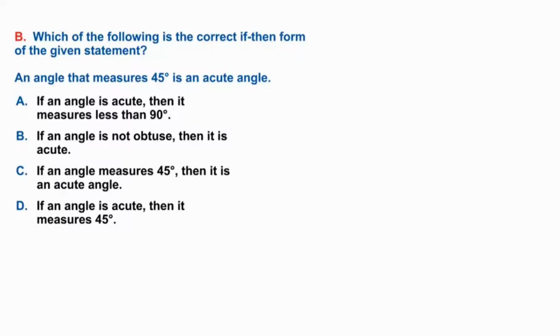An angle that measures 45 degrees is an acute angle. This part right here would be the conclusion. It follows the word is. So if an angle measures 45 degrees, then it is an acute angle.